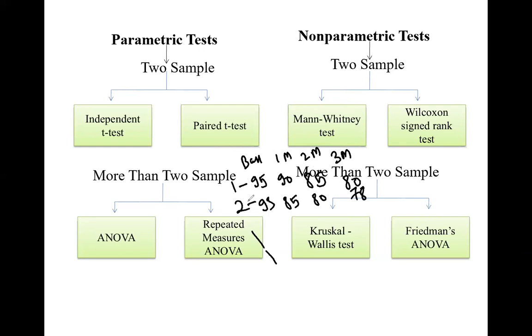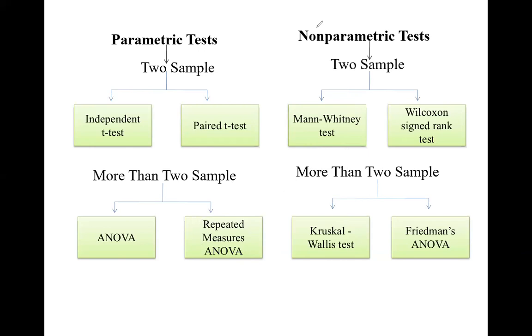Okay, so here we are measuring the same respondent repeatedly: one time, two times, three times, four times. It means when we observe more than two times, we use repeated measures ANOVA. When we measure the same respondents repeatedly, we use repeated measures ANOVA.